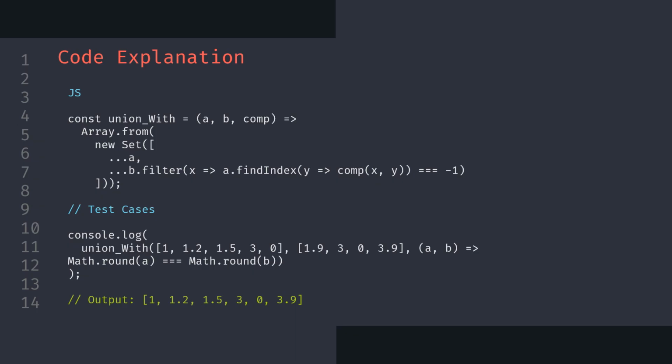Here's the JavaScript code. We start by using a set method to store unique elements. We then add all elements from array A. For array B, we use the filter method to include elements that do not match any in the first array, based on the comparator. Finally, we convert the set back to an array and return the result.